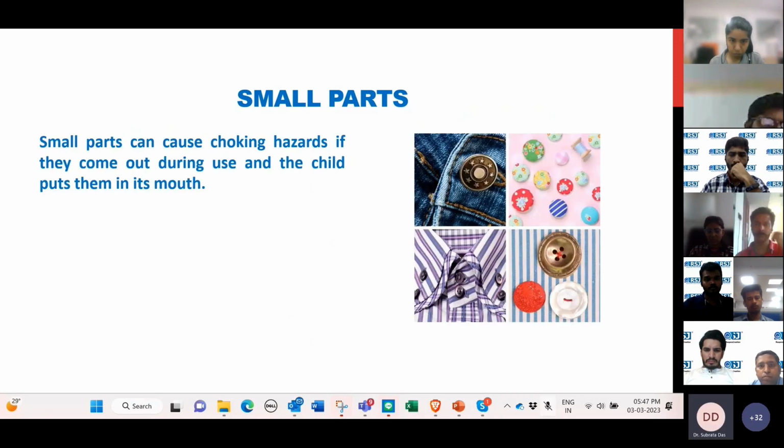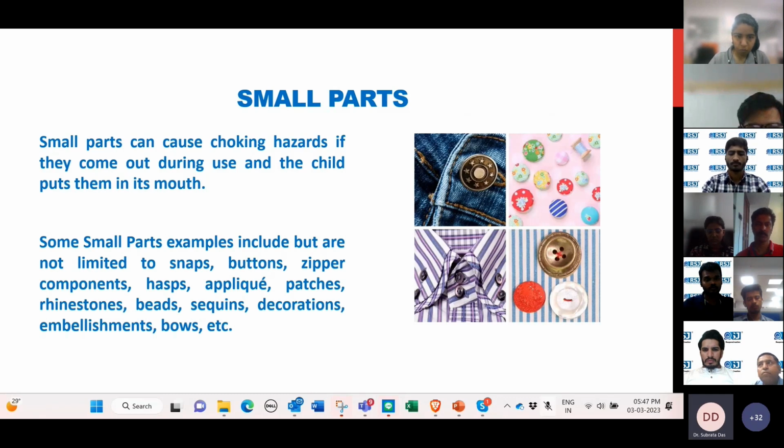Now the next point in safety issues in children's garments is small parts. How a small part gets created is the question. First of all, small parts cause choking hazards if they come out during use and the child puts them in the mouth, or if a button is broken. That becomes a small part, and examples are plenty, as you can see from these figures.